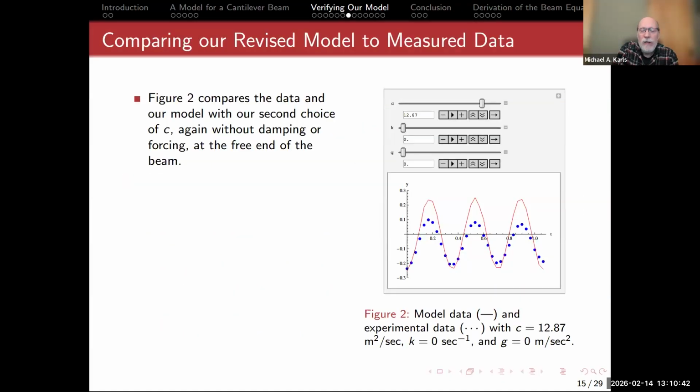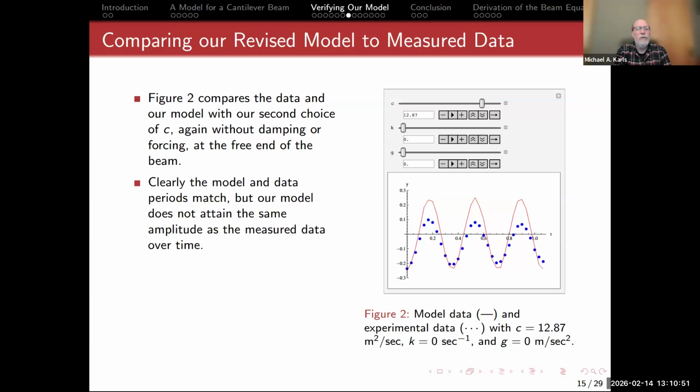And so now, again, the red curve is our model and the blue dots are our measured data. We don't have forcing or damping, and we're looking at the free end of the beam. It should be pretty clear that the model and data periods match, but our model doesn't attain the same amplitude as the measured data over time. So the amplitude is too high for our model.